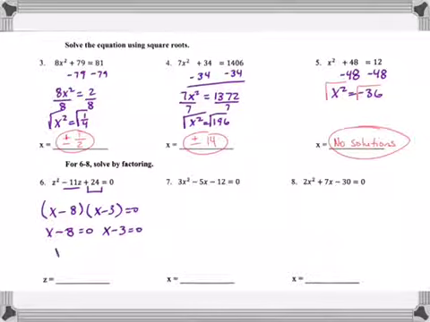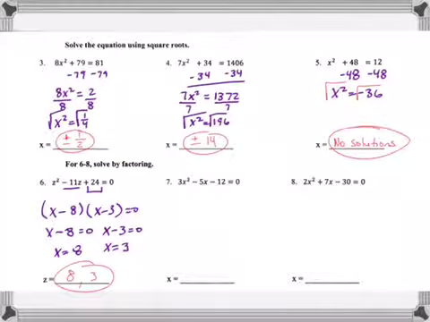So I'll add 8, and I get x equals a positive 8. And then I'll add 3, and I get x equals a positive 3. So my two answers are, well, z, sorry, I changed the variable. My two answers are 8 and 3.